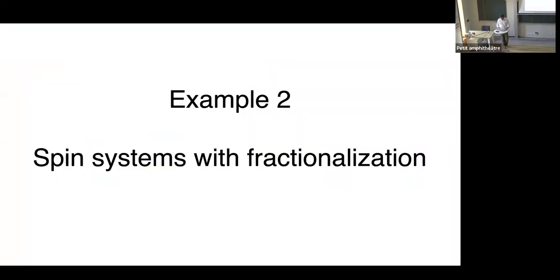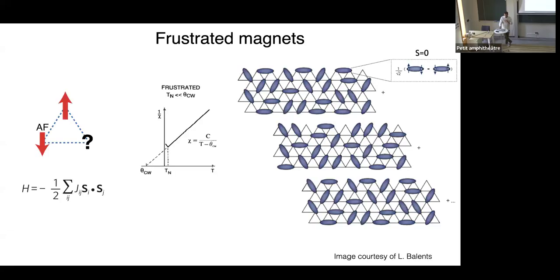So when I first started thinking about this as a possible probe of interesting materials, this was my initial idea, which is something we're still working on. But I'll tell you about this, and then I'll tell you about the stuff we're doing on metals, which is really the correlated metals, which is really the main topic of this conference. So, and that's thinking about spin systems with fractionalization.